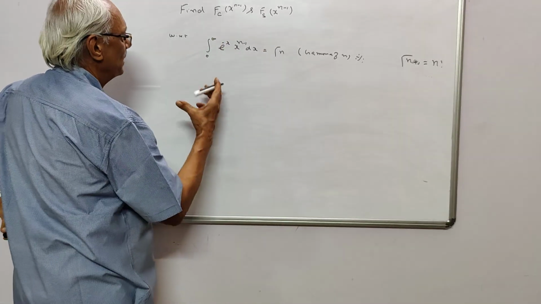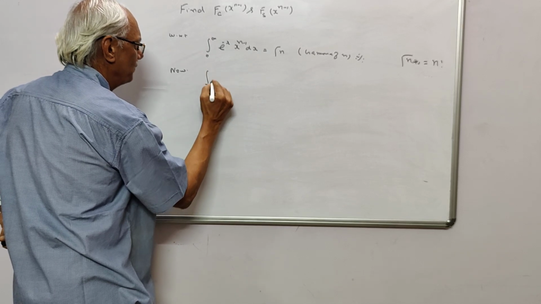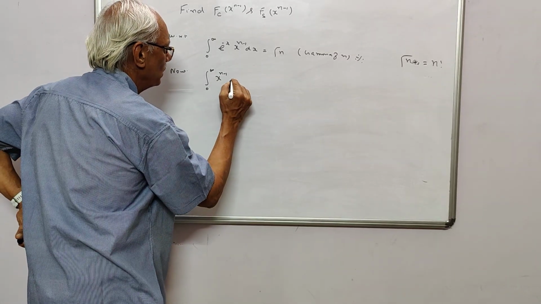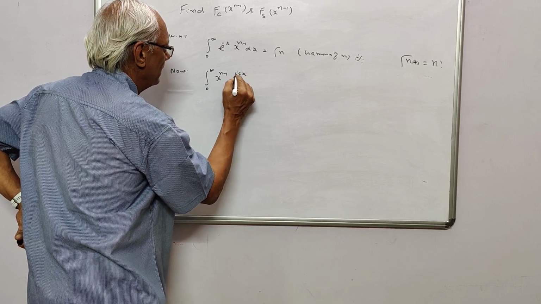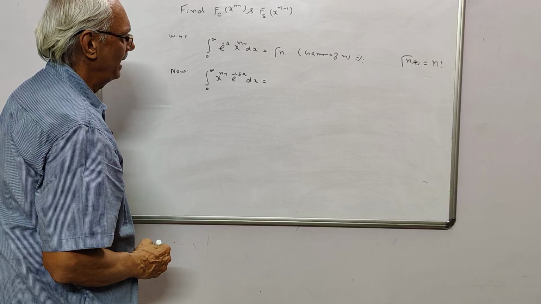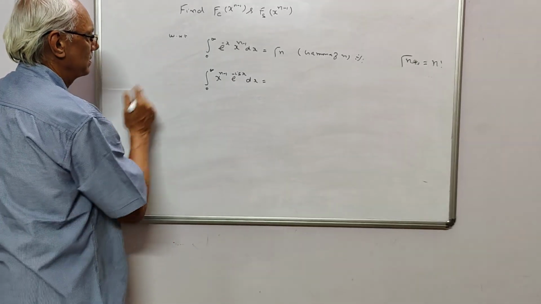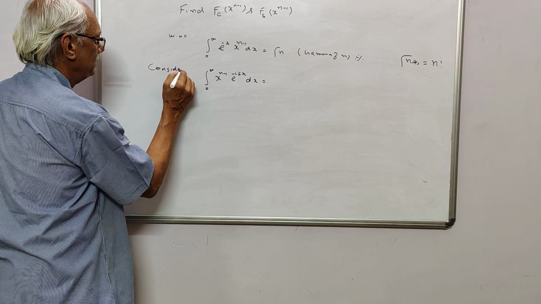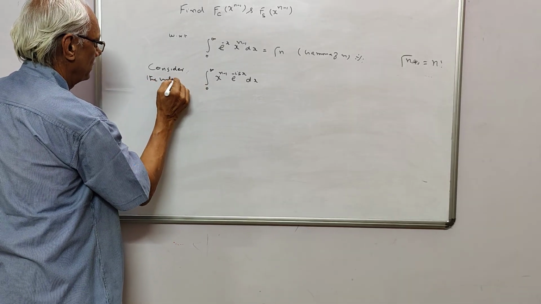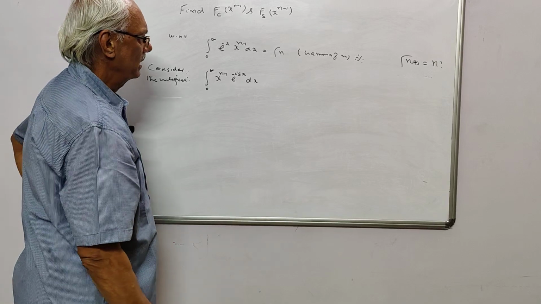We will try to get the value of this. Now I will write here the integral from 0 to infinity of x to the power of n minus 1 into e to the power of minus isx dx. Now consider the integral from 0 to infinity of x to the power of n minus 1 e to the power of isx dx.